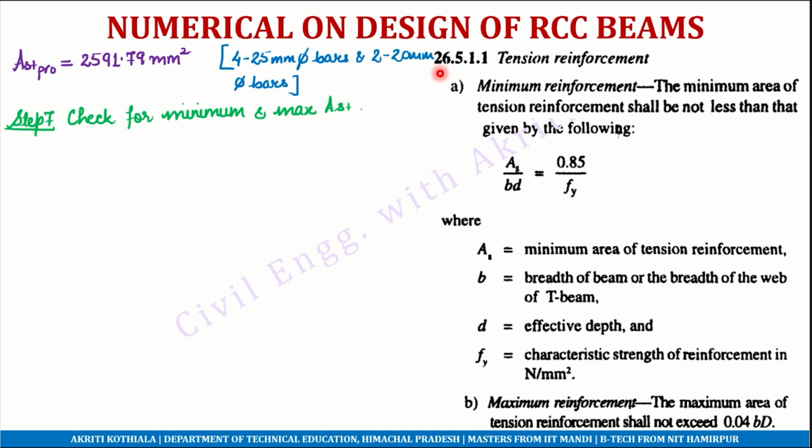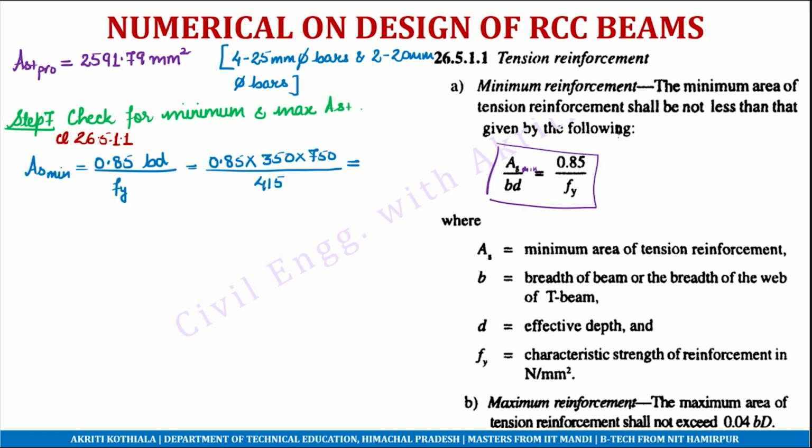So according to clause 26.5.1.1, the minimum value of AST should satisfy this equation. So substituting the values here, this calculates to be equal to 537.65 mm², which is less than the AST provided. Hence this is okay. So now we can check for the maximum value using the same clause, just the b part.